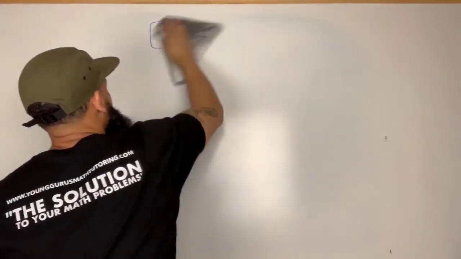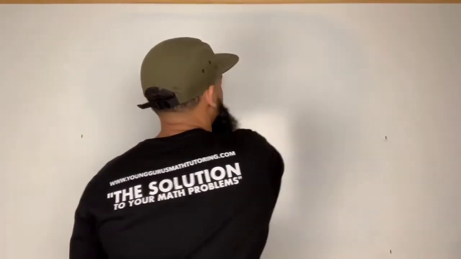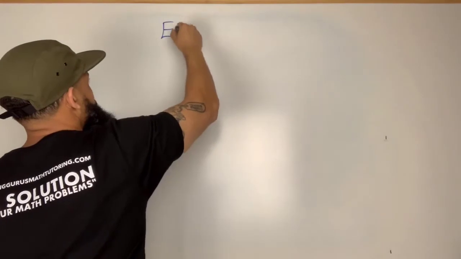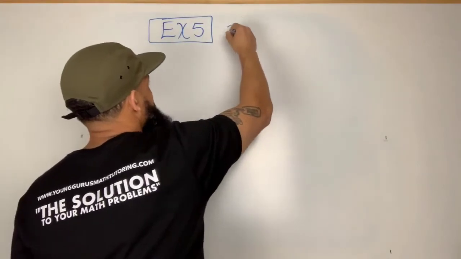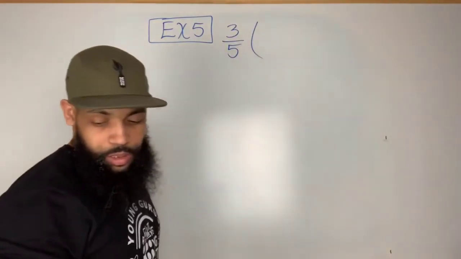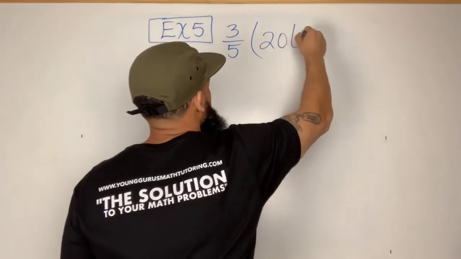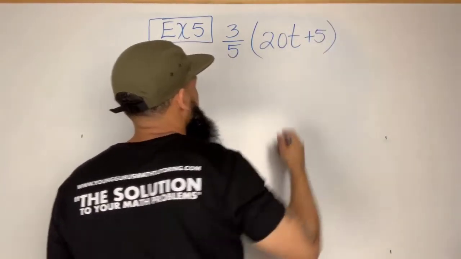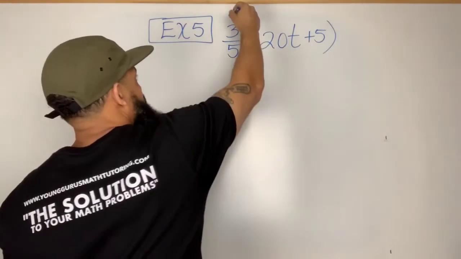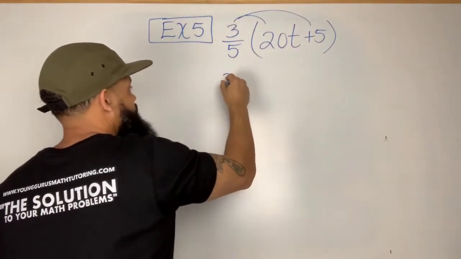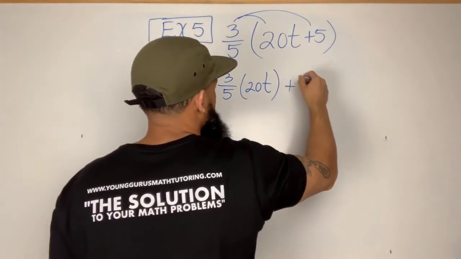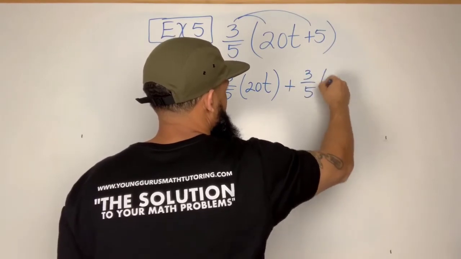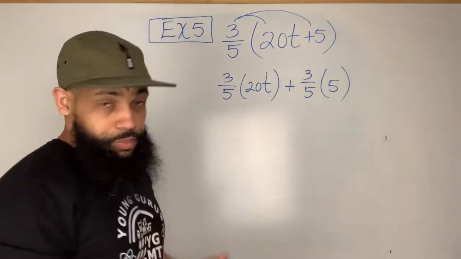Let's do 2 more examples. Now, you will see sometimes a fraction outside of the parentheses. Okay? Sometimes you can see a fraction being distributed. And if a fraction is being distributed, let's say we have 3/5 times the quantity 20t plus 5. Alright, so we're still distributing a fraction now. Boom and boom. So I have 3/5 times 20t plus 3/5 times 5. Let's make it happen.